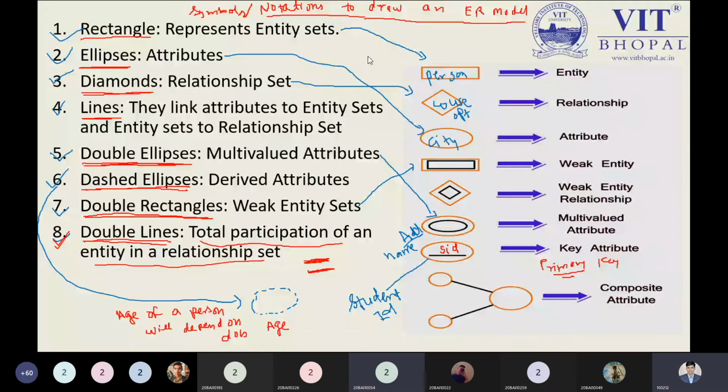So is a foreign key also a key attribute? A foreign key will be a key attribute, no issue. You can take it, definitely. It could be the key attribute, of course. Yes, of course, we can.